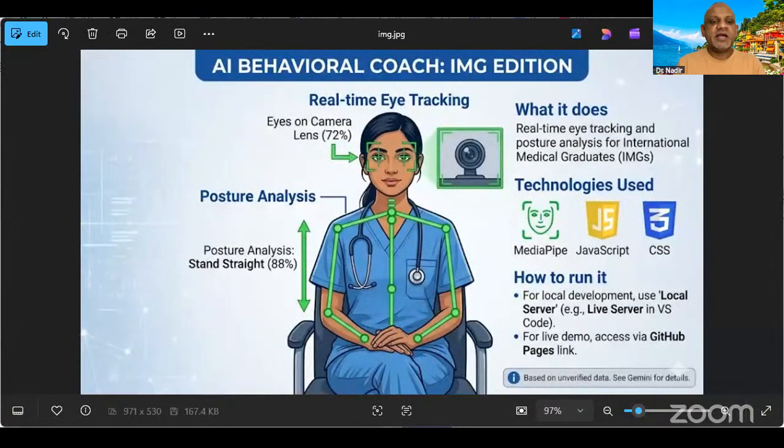So this is an image about how the app will look at you. You will sit down, you look at the camera, and then answer the question. And it will analyze your eye contact with the camera, your position. Is it the level where it's a standard straight position, or are you leaning forward? Are you leaning backwards, and so on? So this is the next step we will be working on.